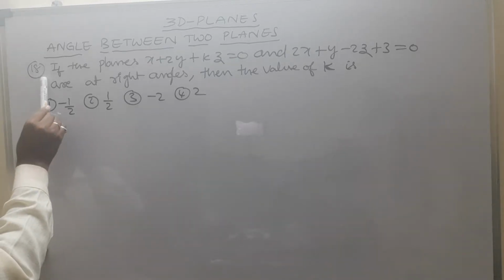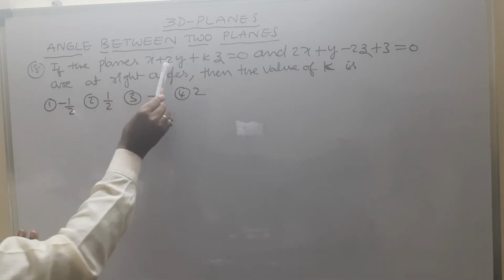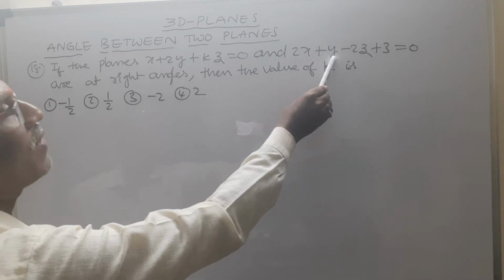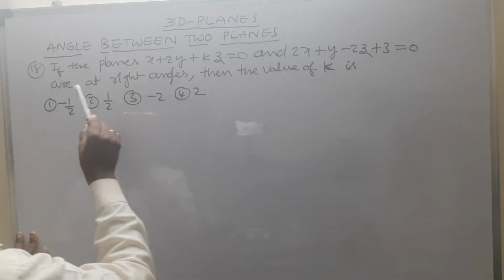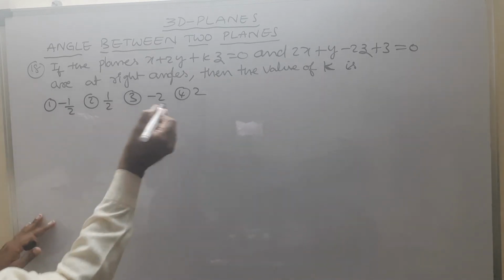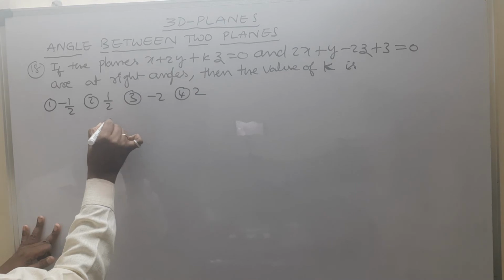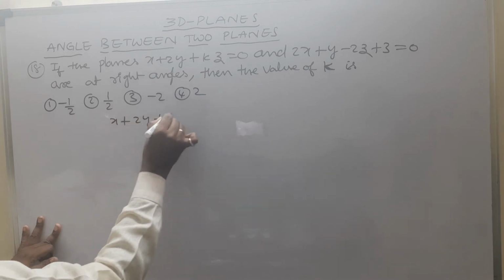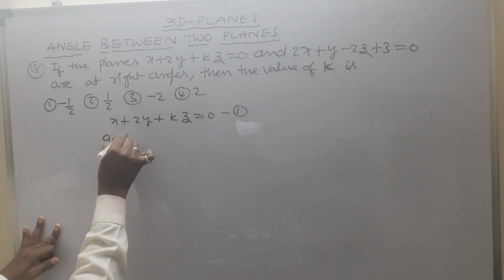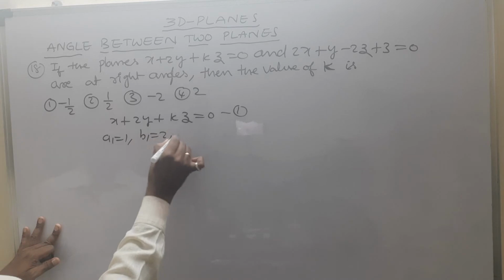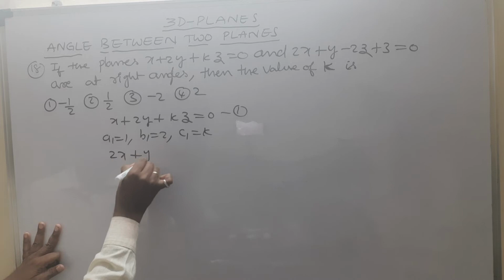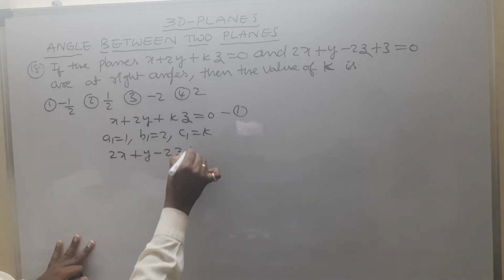Question number 18. If the planes x plus 2y plus kz equal to 0 and 2x plus y minus 2z plus 3 equal to 0 are at right angles, then the value of k is. Here the four options are given. Here given equation of planes x plus 2y plus kz equal to 0. This is equation 1. Here from equation 1, a1 is equal to 1, b1 is equal to 2, c1 is equal to k. Next plane equation 2x plus y minus 2z plus 3 equal to 0.